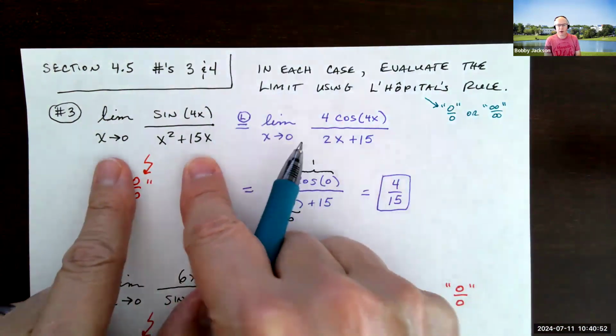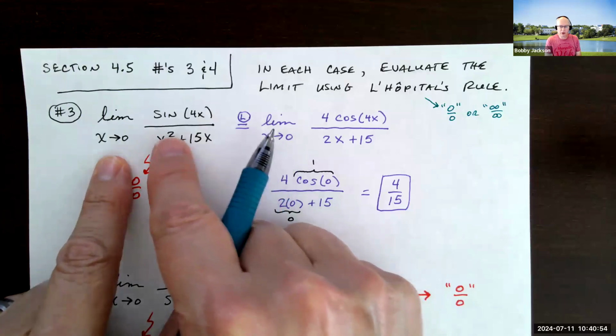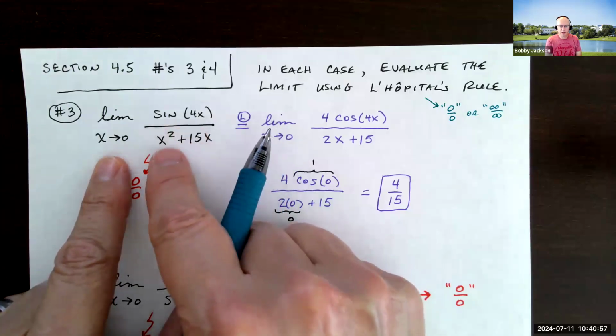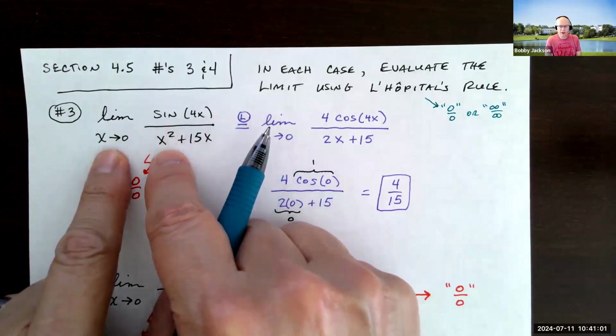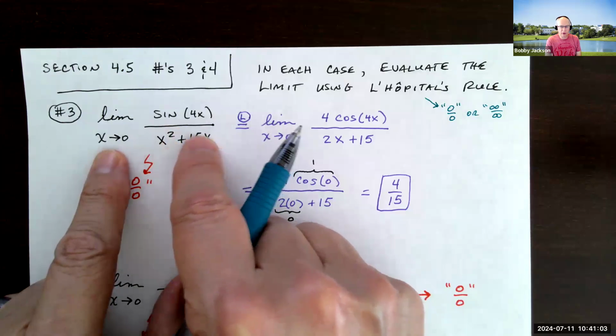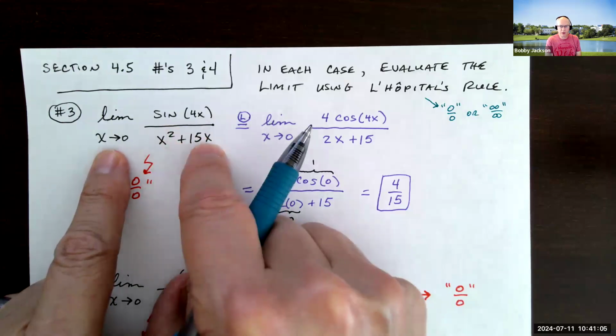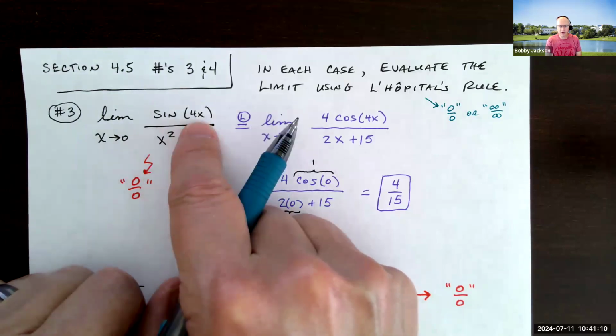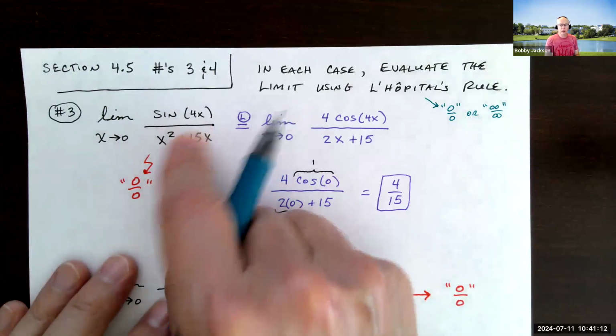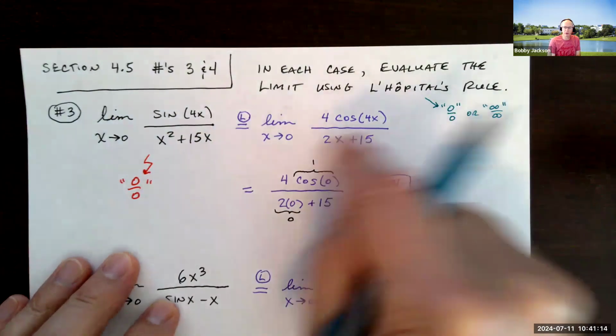Notice here, for number 3, the limit as x approaches 0 of sine of 4x divided by x squared plus 15x. Obviously, as x goes to 0, the denominator is clearly going to 0. If you plug in x equals 0, that's what you get. And up top, you get sine of 4 times 0, which is sine of 0, which is also 0. And so we do have that form 0 over 0.